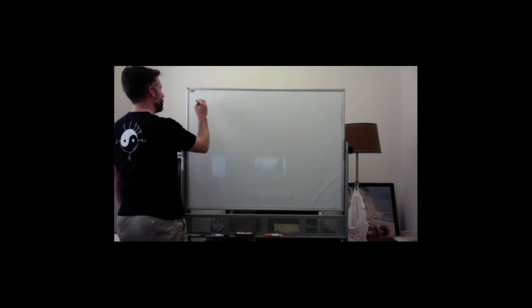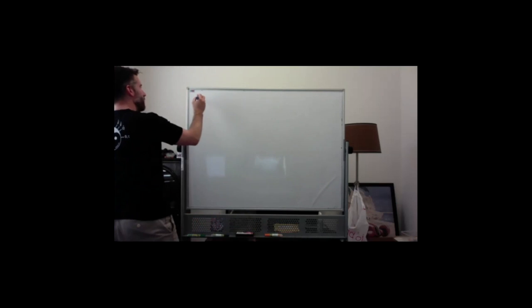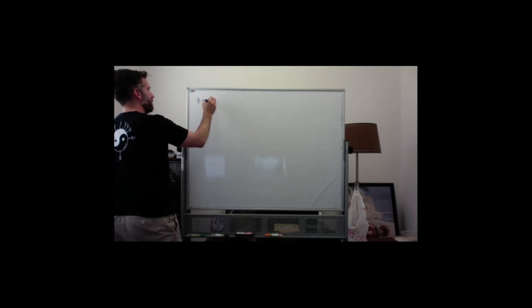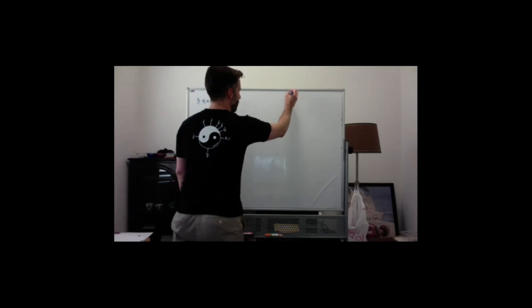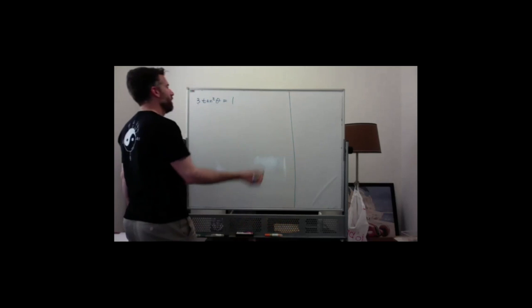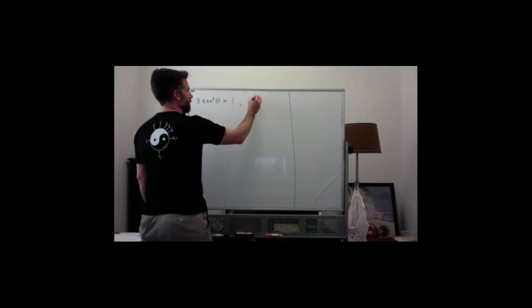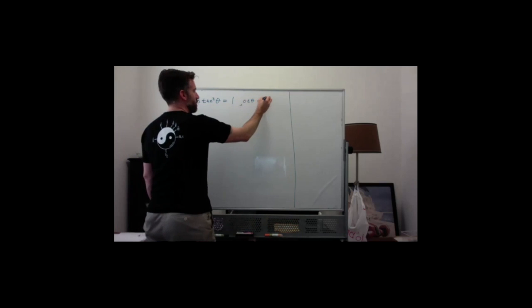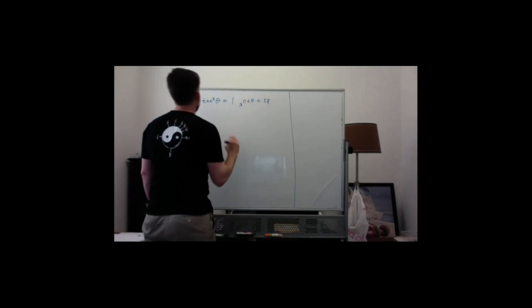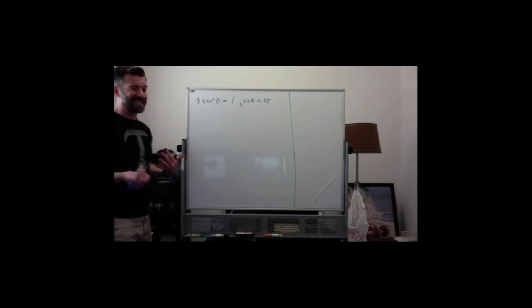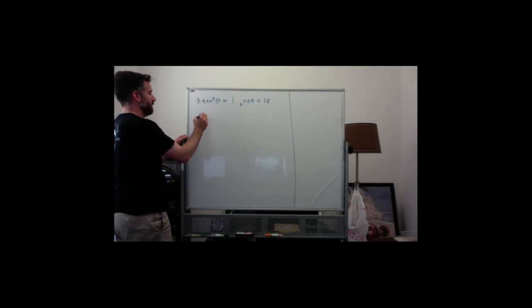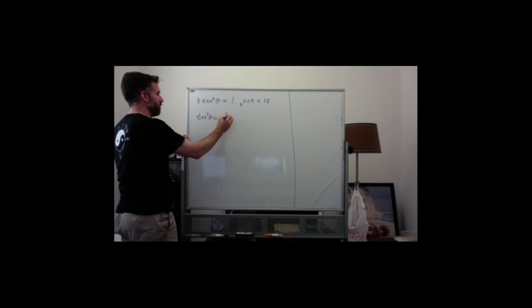Let's look at, in fact, we're gonna do 2 examples in one. So let's look at 3 tangent squared theta equal to 1, and theta is between 0 and 2 pi. Something to recognize right now, since I've just got tangent squared, let's isolate tangent squared. So I've got tangent squared theta equal to 1 over 3.